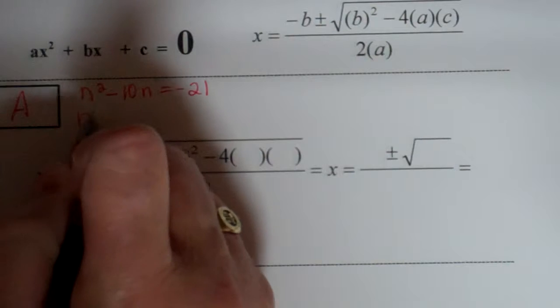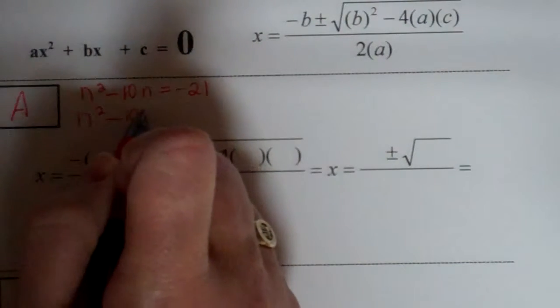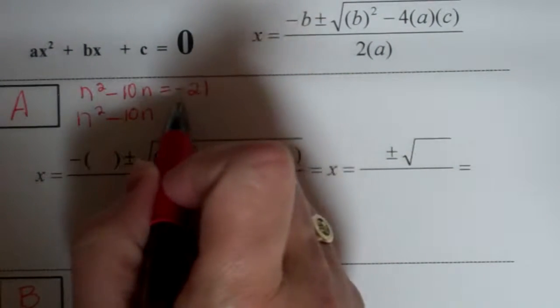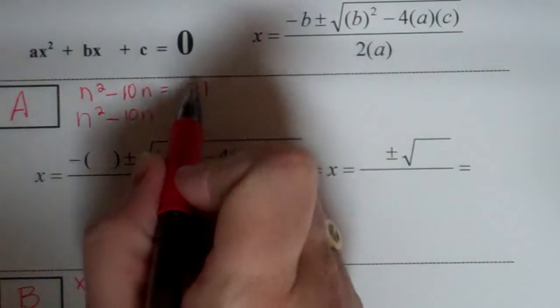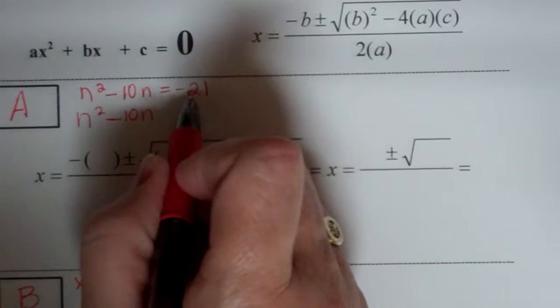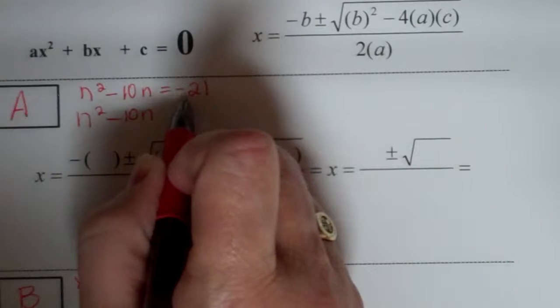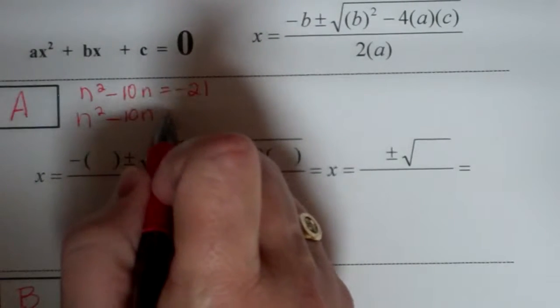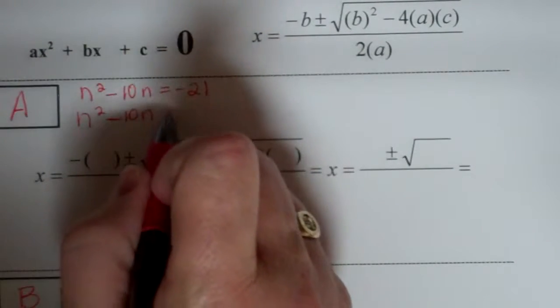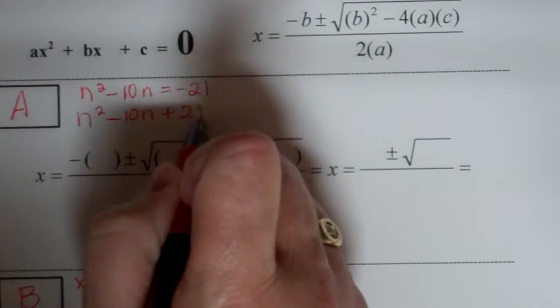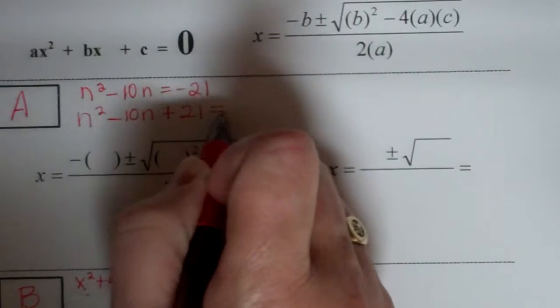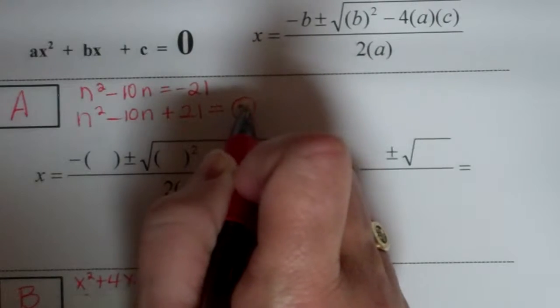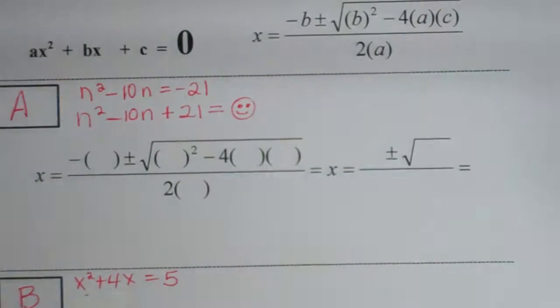I have n squared minus 10n. Now, I'm not supposed to have a 21 on this side. I'm supposed to have a 0. So what I'm doing in my mind is I'm adding 21 to this side and adding 21 to this side. And if I add 21 to this side, I'll have plus 21. If I add 21 to that side, I'll have 0. And y'all know he's my hero.